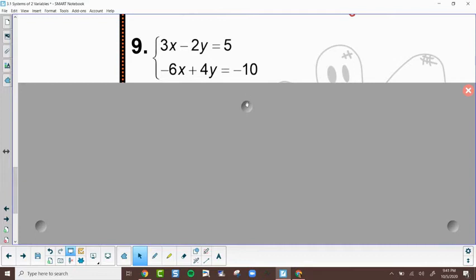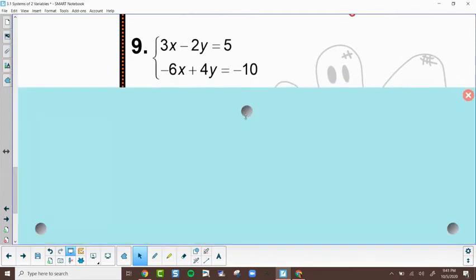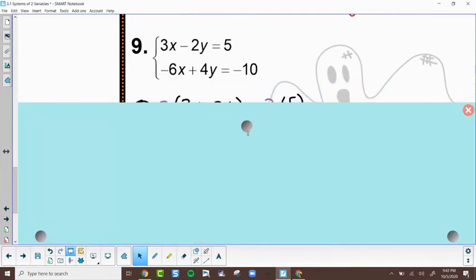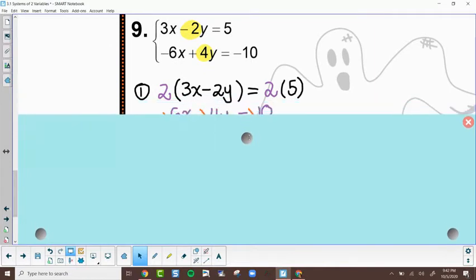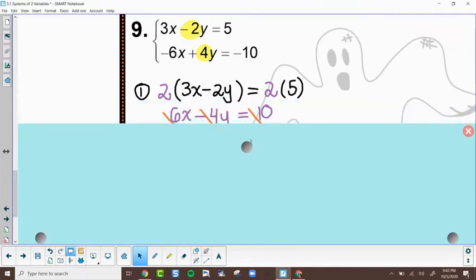All right, welcome back. So on number 9, hopefully you saw something a little interesting, a little spooky as it were. I took the top one and multiplied everything by 2 because I noticed that the y was a positive 4. To make them match, I just needed to multiply that by 2. You'll see that part in purple. So I've got 6x, 4y, positive 10, because again, this got distributed.